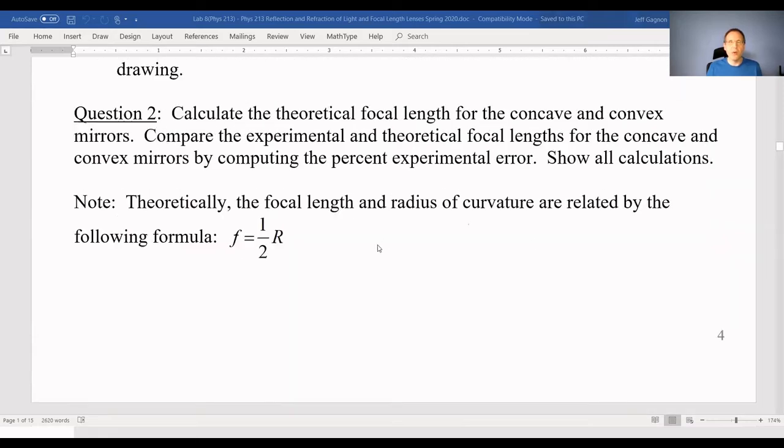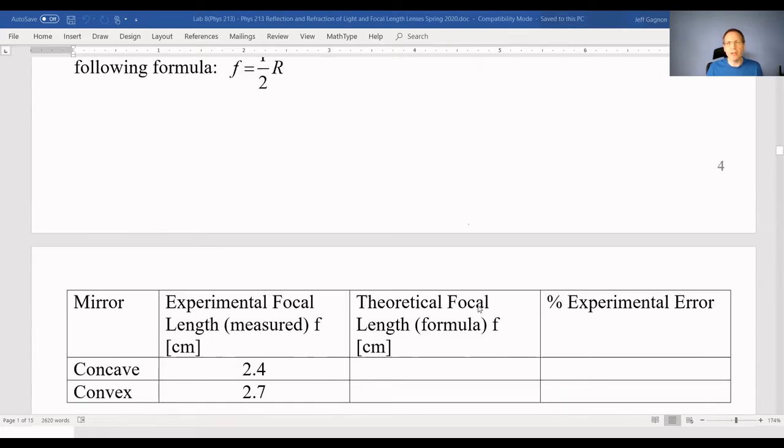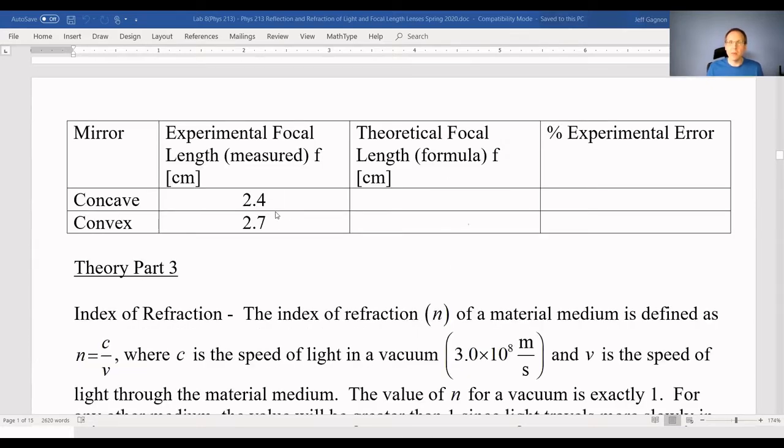And then you want to answer question 2 here. So actually, here's the table. This was the data that I got for the experimental focal length that I actually measured from my pictures. Again, you'll see that when you watch the video. So 2.4 centimeters for the concave and 2.7 for the convex.